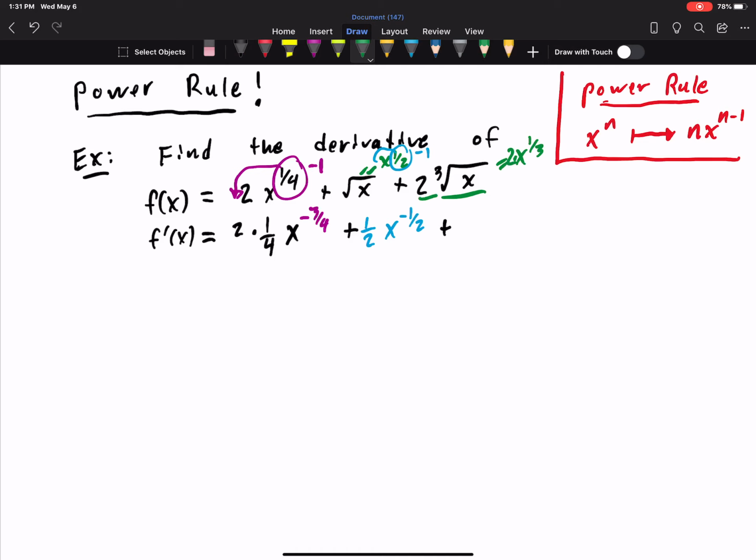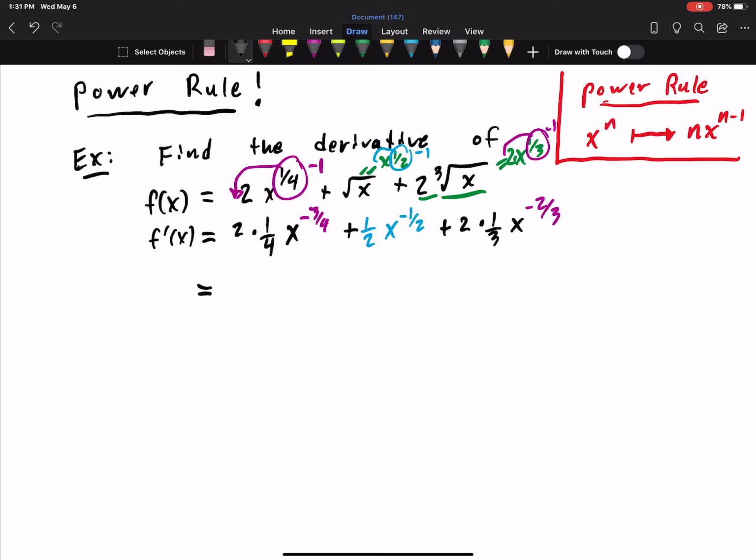So what we're going to do is we're going to take this 1/3, bring it down in front, multiply it by that 2. So we have 2 times 1/3, x to the, okay, subtract 1 from the exponent, so that gives you minus 2/3. Okay, so that's that. The trick here was just converting the radical to a fractional power, so that way we could use the power rule readily.